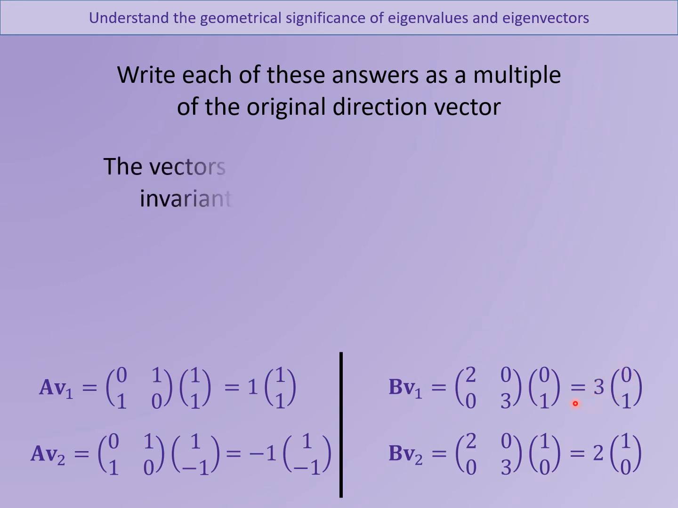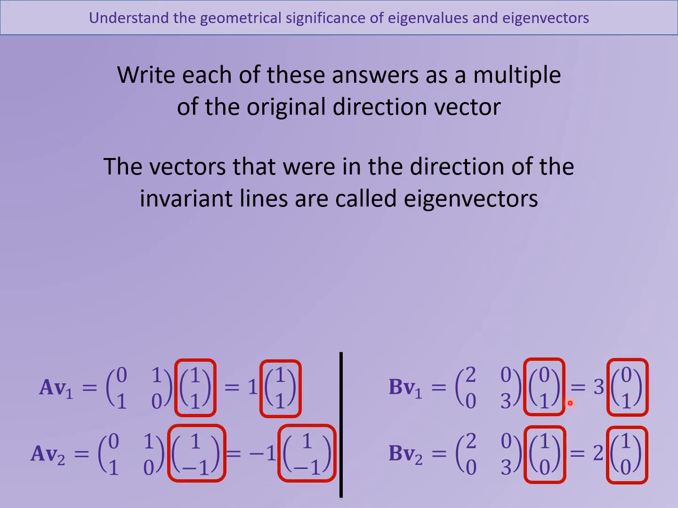Now this is important. The actual vectors that do this are the ones in the direction of the invariant lines, because if it's any vector, it wouldn't always work. It only works for directions of invariant lines. Then we call them eigenvectors. So an eigenvector is a vector that doesn't change direction under a transformation.